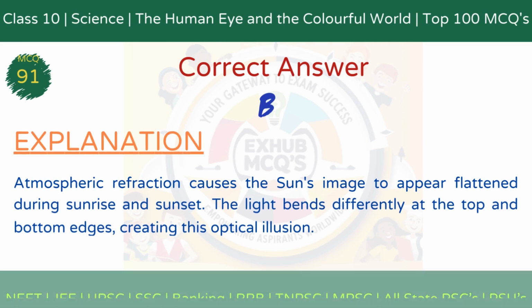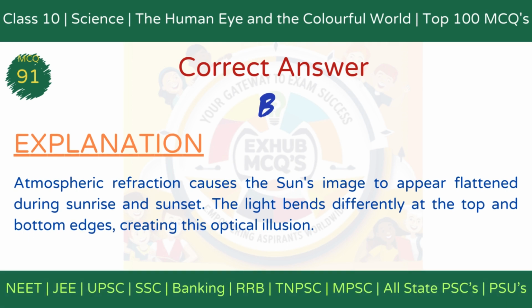The correct answer is option B, appears flattened. Atmospheric refraction causes the sun's image to appear flattened during sunrise and sunset. The light bends differently at the top and bottom edges of the sun, creating this optical illusion.